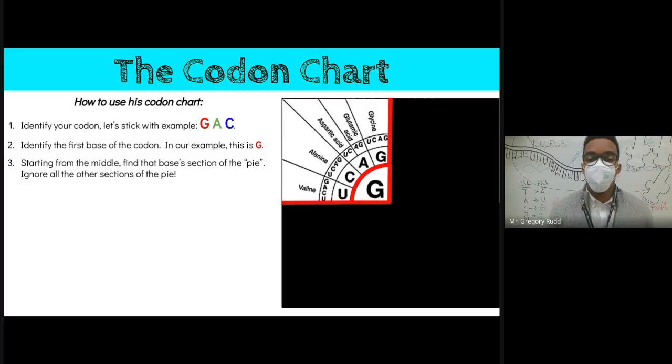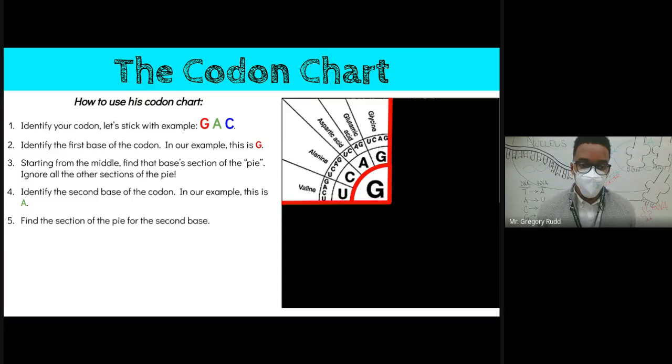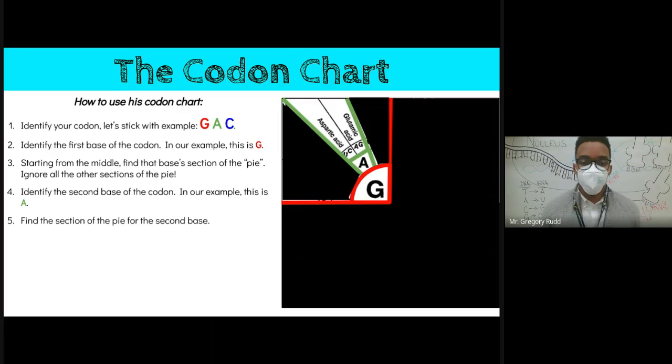So now we see that we've limited our options pretty substantially. Now we only have 5 possible amino acids already. Now we're going to move outward. So you start in the middle of the circle and you start to inch your way out from there. So the second base of the codon is A. Now I'm only paying attention to the section of the pie for the second letter being A. It looks like that. So again, everything else gets blacked out.